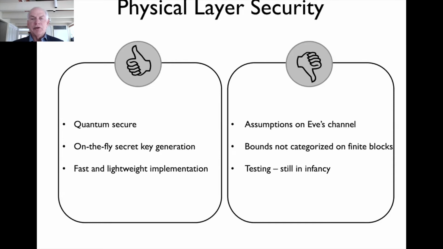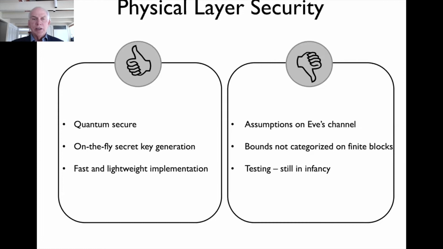Now, some disadvantages are that oftentimes there are assumptions on eavesdroppers' channels which are unrealistic or go beyond what we can expect in practice. Much of the work is based on asymptotic theory, just like other parts of information theory. I'm going to talk about that a bit more later. And it's still in its infancy. It's not tried and true like the kind of security that we deal with today. So I'm going to talk about that today.